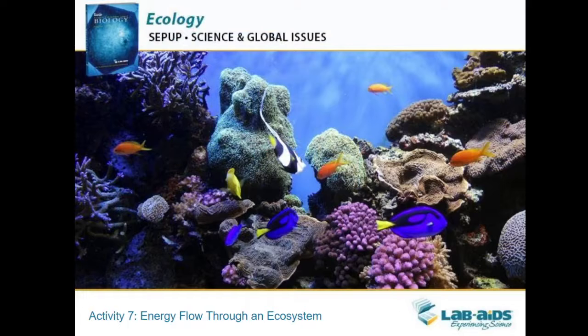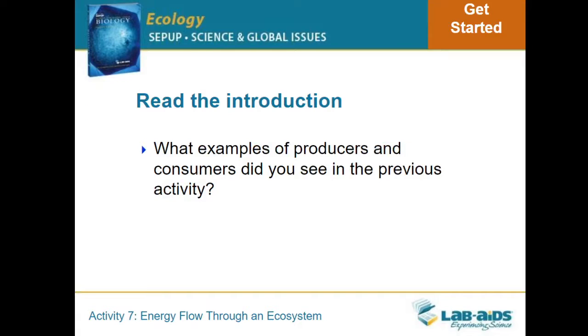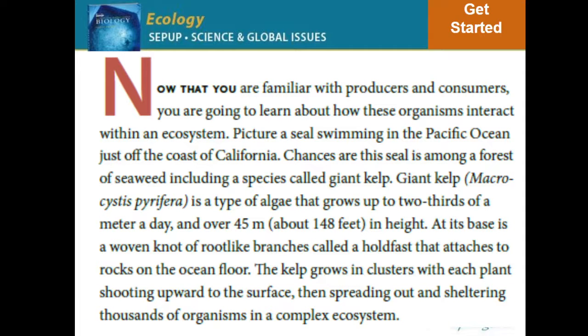We started thinking last time about producers, consumers, how we generate energy and food in an ecosystem, and today we're going to study that energy flow even more. So as you read through the introduction, make sure you think about that. What is a producer? Those that take sun energy and convert it into chemical energy, and then consumers are those that can't produce their own food, so they're going to have to feed on other organisms to get their energy.